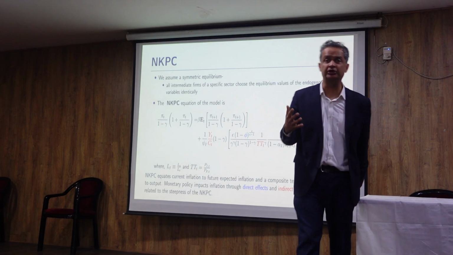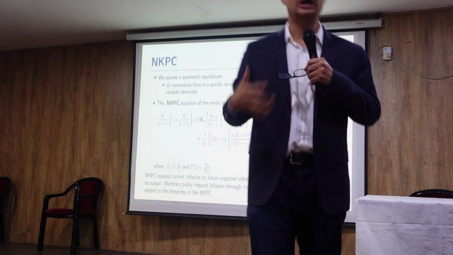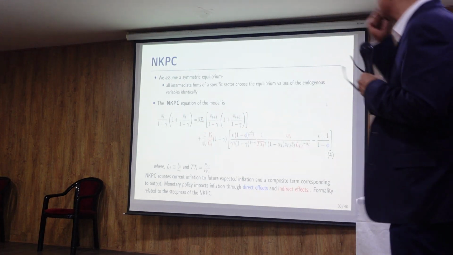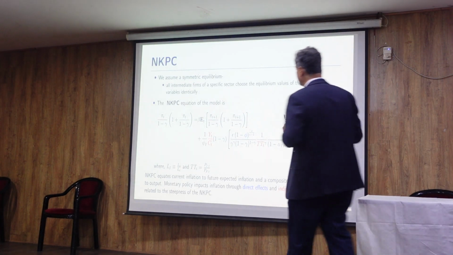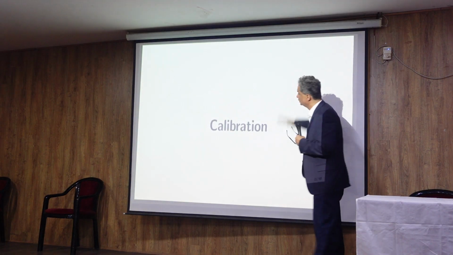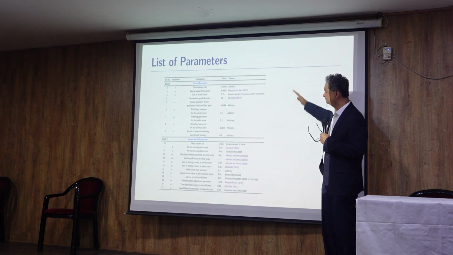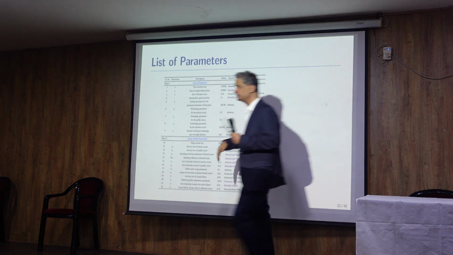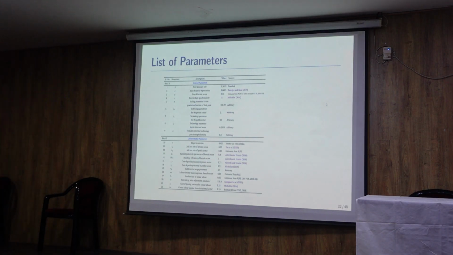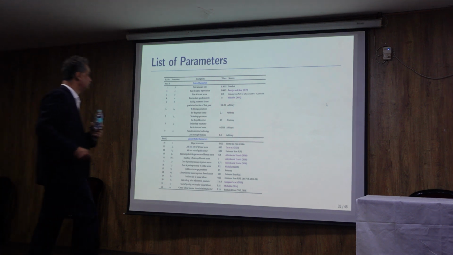So now we've got a theory of how inflation is going to evolve. Next slide please, and let's wrap up. This is the calibration part. I won't have time to run through this. What we get is, now we have to put some numbers, right?